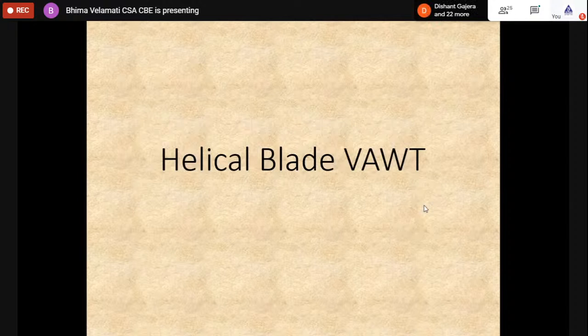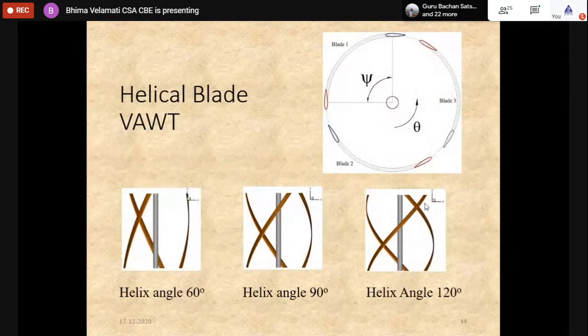Then what we were interested to look at is what will happen if I have a blade which is helical. One of the disadvantages of the vertical axis wind turbine is the ripple effect. So the blade loading is not uniform. The only way to avoid that is to twist the blade. That means the blade would come in front of the wind for a significant portion of my rotation.